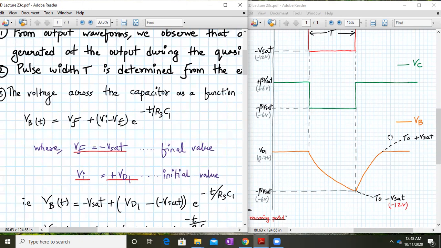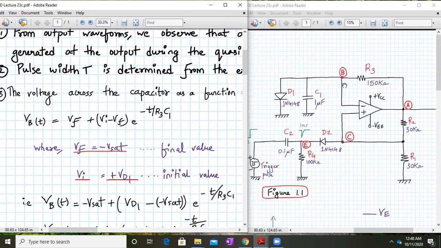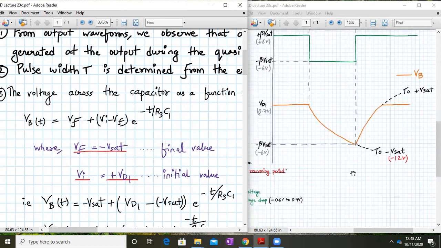Basically we are considering the point as Vb. So if I can show you over here, at this point we are talking about Vb. So this is nothing but the voltage across the capacitor C1. So that is what we are discussing over here now. So let us focus our attention over here.